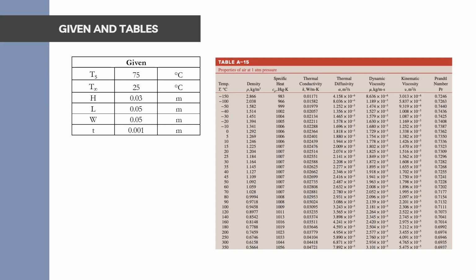To start, we can list down the given from the problem and identify the table or tables necessary to solve what is required. In this problem, we are required to solve the optimal fin spacing S and the rate of heat loss Q. The table that will be needed is the properties of air at 1 atmospheric pressure.